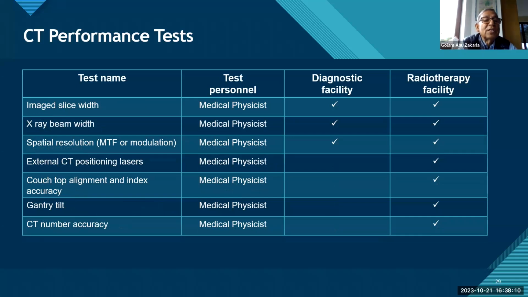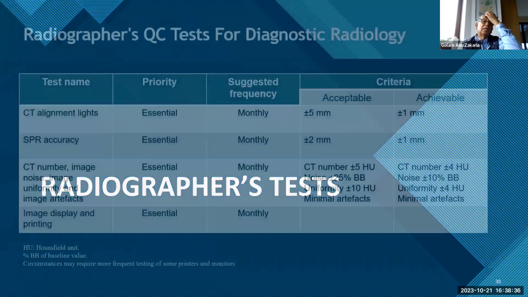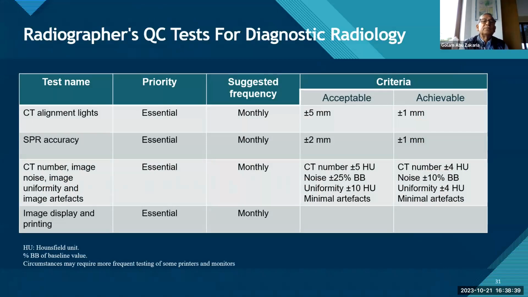You need some calculations and, of course, a little bit more insight into the image formation. External CT positioning laser, couch top alignment and index accuracy, gantry tilt, and CT number accuracy. These are all the work of medical physics. You see which diagnostic facility needs them and which radiotherapy facility needs them. Here are the radiographer tests. Yeah, now you know the responsibilities of the radiographers and medical physicists.